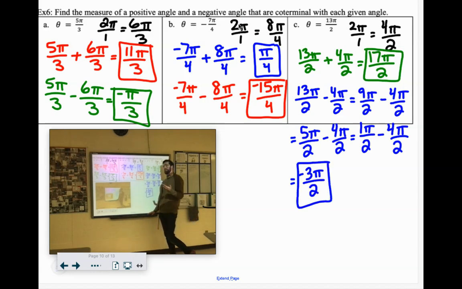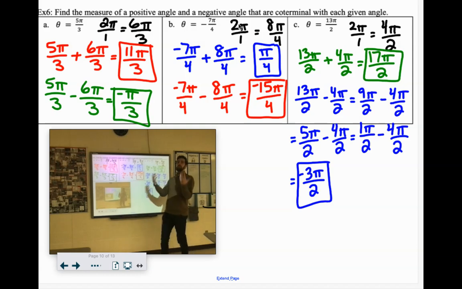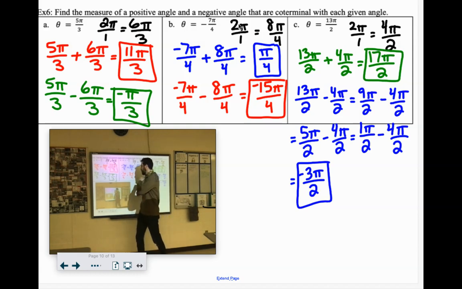So another way you can do that is you could take our 4 pi over 2, you can multiply it by 10. So you can make it 40 pi over 2 and subtract that from 13 pi. That would give you a negative coterminal angle. You could do 400 pi over 2 into 13 minus 400. We just need one negative coterminal angle. And we got the highest negative coterminal angle.